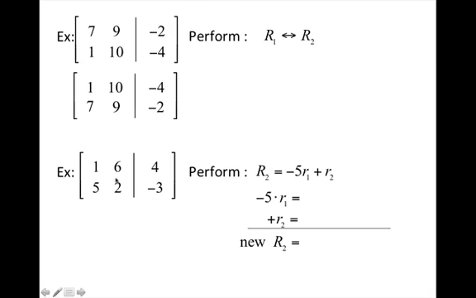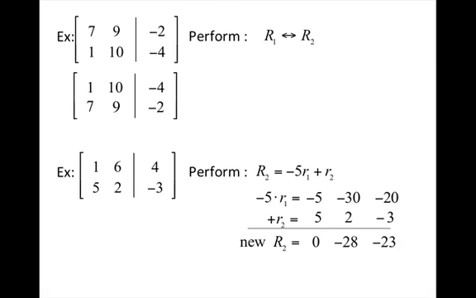We'll multiply every element in row 1 by -5. -5 times 1 gives me -5. -5 times 6 gives me -30. And -5 times 4 gives me -20. Now I'm going to recopy row 2, which is 5, 2, -3. When I add these, -5 plus 5 is 0. -30 plus 2 is -28. And -20 minus 3 is -23.